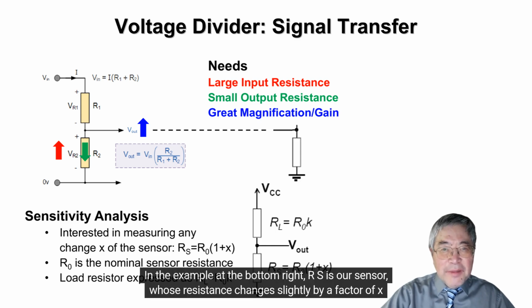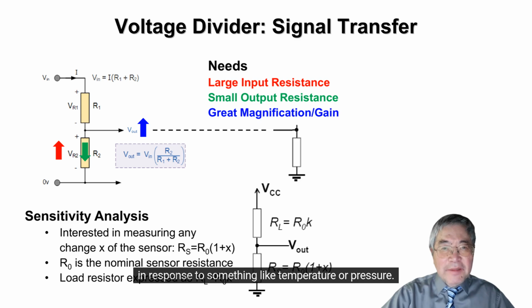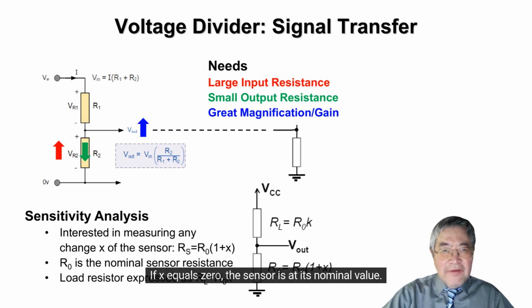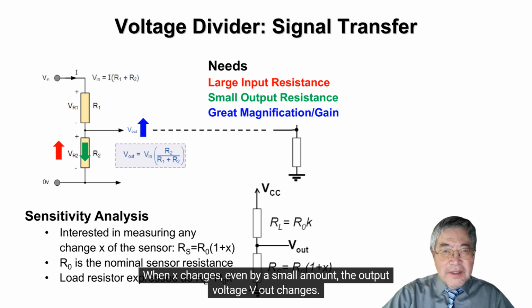In the example at the bottom right, RS is our sensor whose resistance changes slightly by a factor of X in response to something like temperature or pressure. RL is the load resistor. If X equals 0, the sensor is at its nominal value. When X changes even by a small amount, the output voltage Vout changes.